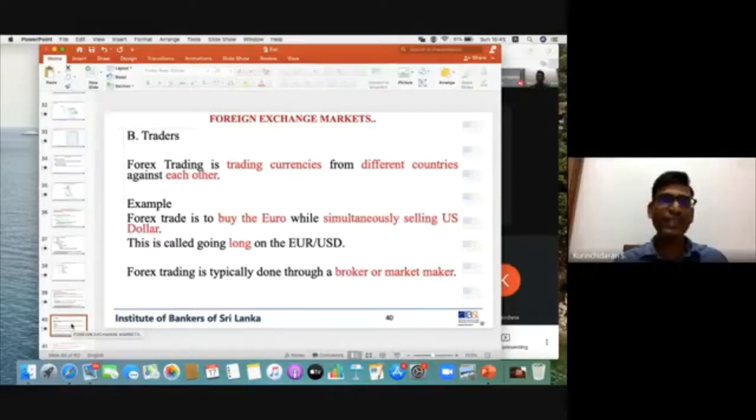This kind of forex trading is typically done through a broker or market maker. Theoretically, we call whoever is quoting both ways, buying rate and selling rate, a market maker. If somebody can quote that, they are the market maker, right? So the traders are market makers.